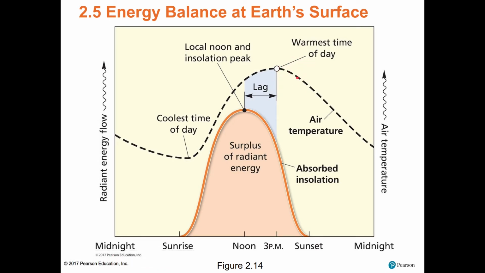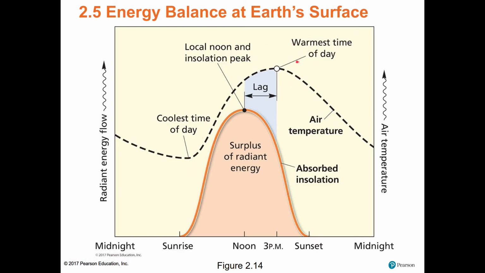And that's because at that time, we're still getting energy from the sun, but also the surface is now emitting energy. So all day long, the surface is absorbing energy and then it starts releasing that energy. So at the warmest time of day, the surface is releasing energy, the atmosphere is releasing energy, and we're still getting energy in from the sun. So over the course of a day, the coldest time is just after sunrise, because it takes a while for the surface to warm up.